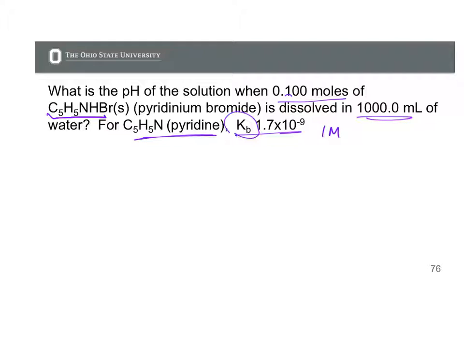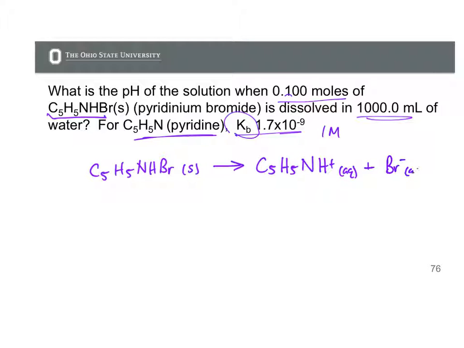Given this formula, this is kind of complicated, right? What is it going to form? We're going to have C5H5NHBr. We're going to put this in water. It's going to completely dissociate to form C5H5NH+ and Br-. That's not our equilibrium that we're worried about. I'm just showing you the ions that are formed. We know that bromide is the conjugate base of a strong acid. It's not going to affect the pH. We're not going to worry about it any more than this.